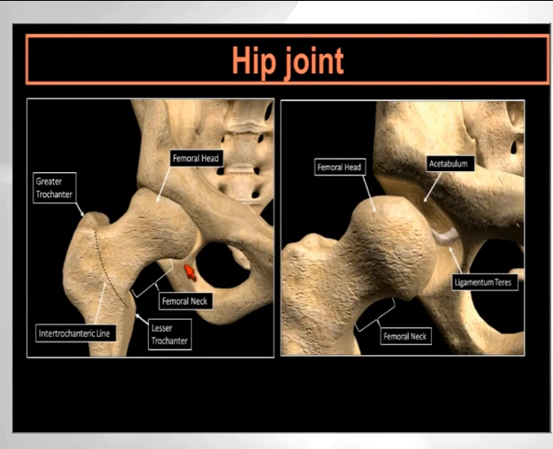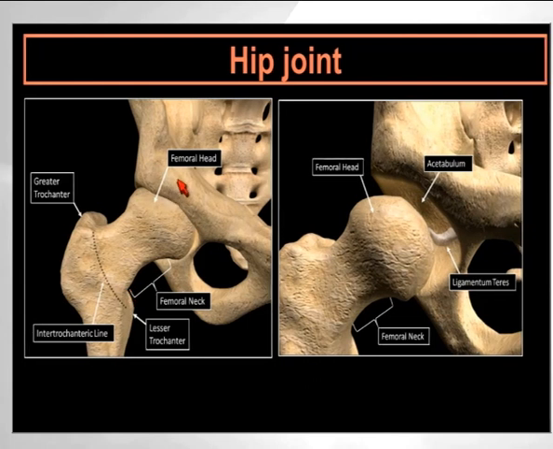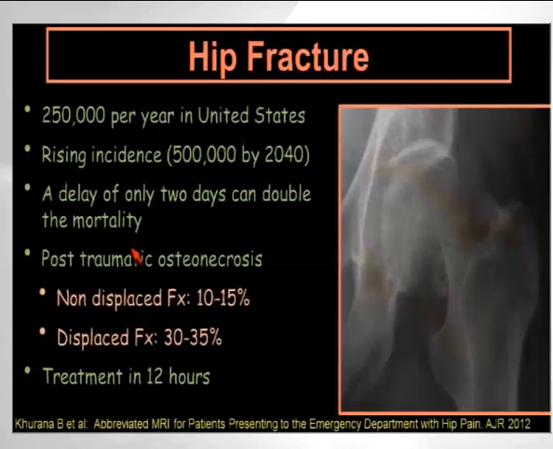Now, because of its stability, we don't see a lot of dislocations, unlike shoulder. And if you have a fracture in younger patients, it's usually intertrochanteric or acetabular fracture. But as we get older, we are prone to develop femoral neck fractures. And the importance of hip fracture is reflected by the statement from the last century: we come into the world under the brim of the pelvis and go out through the neck of the femur.